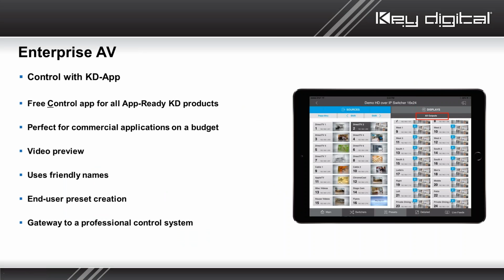Speaking of the KeyDigital app, you're now able, after configuring the virtual matrix system, to control from the KeyDigital app. Again, KeyDigital app, iOS only at this time. It auto scans the network and it finds any KeyDigital devices or systems on there from any app ready device. There's great features in there, such as video preview. Now, not all systems have video preview yet, so just keep that in mind, but you see the friendly names.